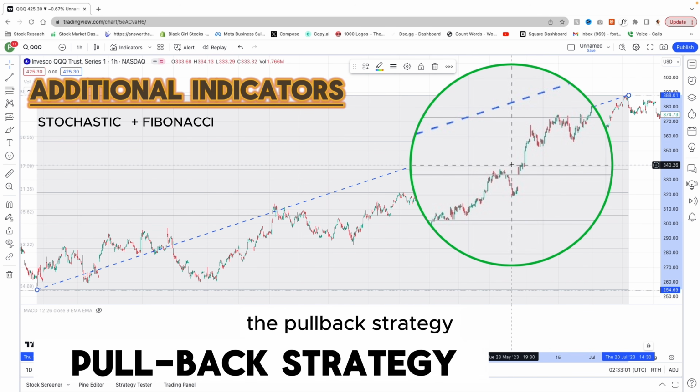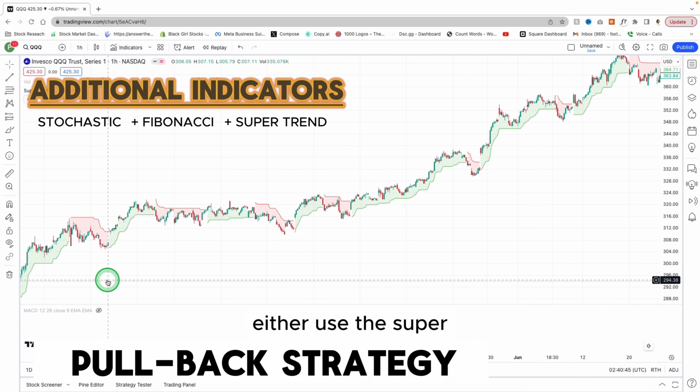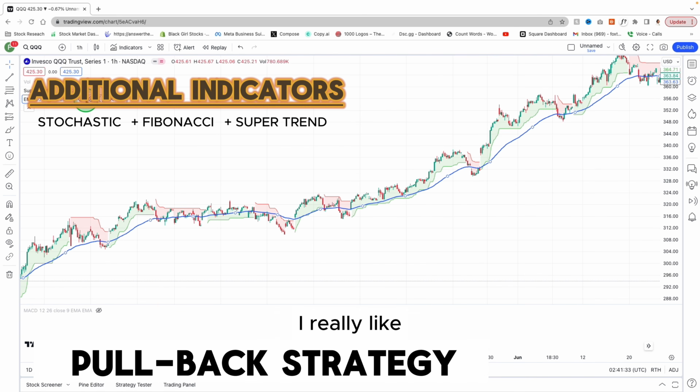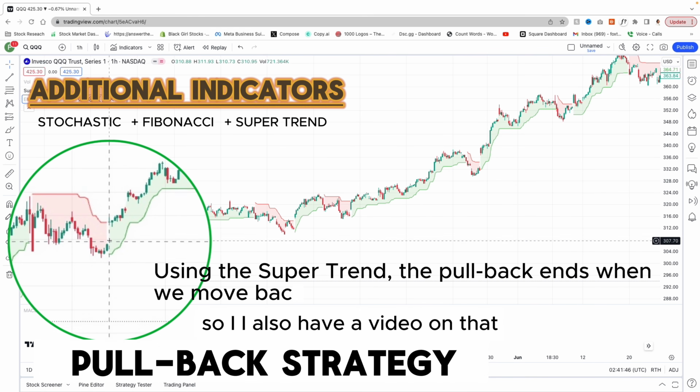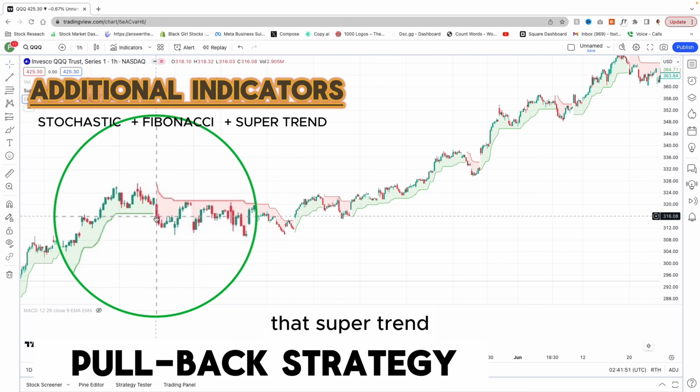Also for the pullback strategy, another indicator that I want to use is the super trend. You can use either the super trend or the moving averages. For this one, I'm going to use the super trend. I really like the super trend indicator, so I also have a video on that if you're interested in getting more into it.